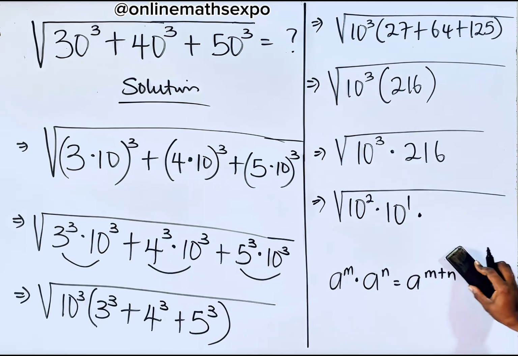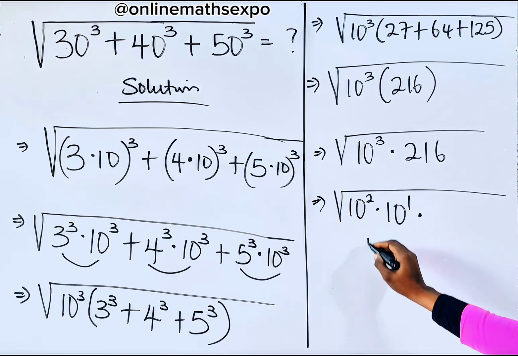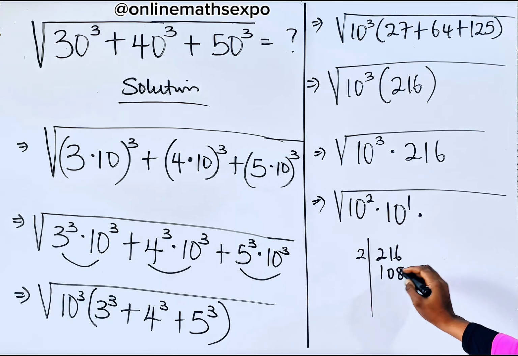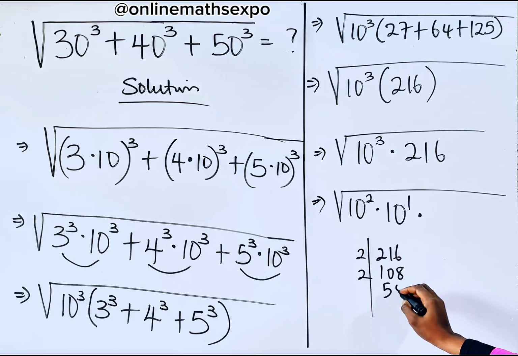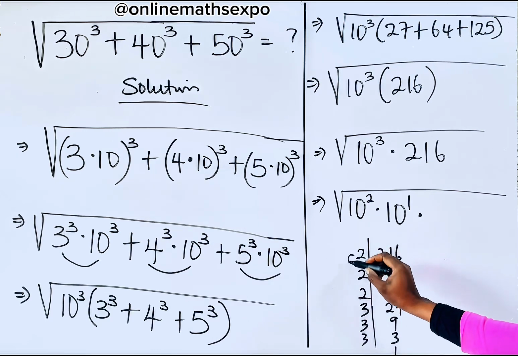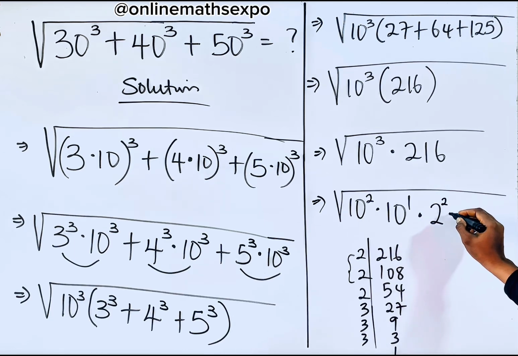216. Let's reduce it by half. So 216, we divide by 2, we have 108. 2 we divide there, we have 54. 2 here will give us 27. 3 can go here, we have 9. 3 in 9 is 3, and 3 here is 1. So you observe that 2 appears 3 times. So we're having 2 to the power of 3 multiplied by this one, okay?